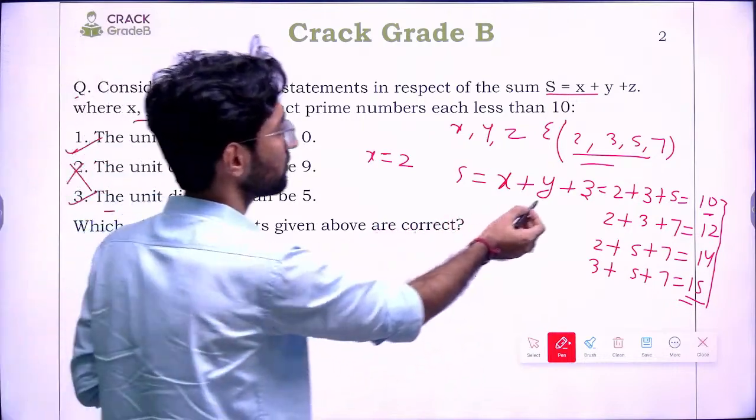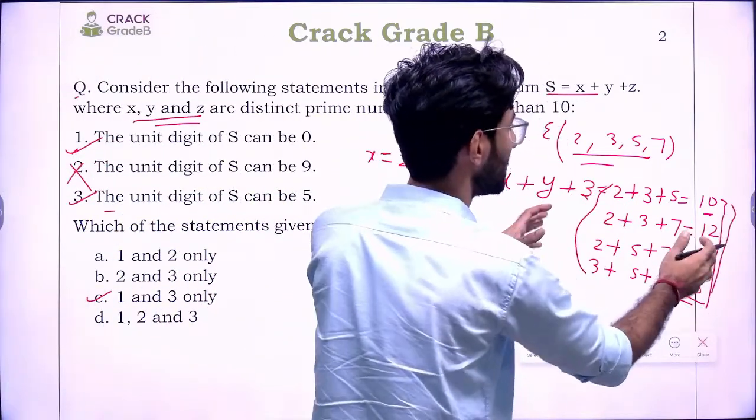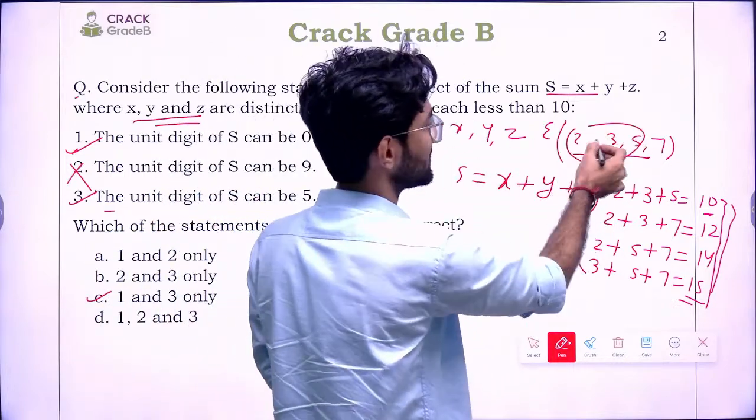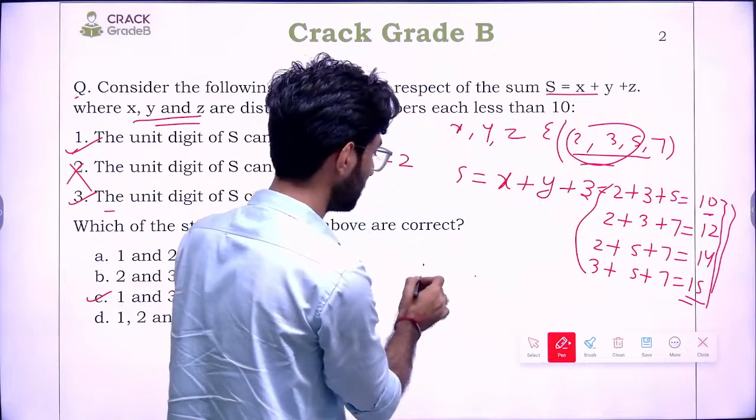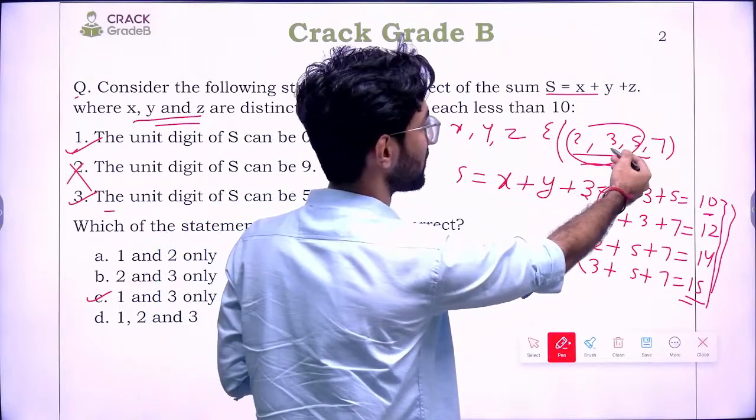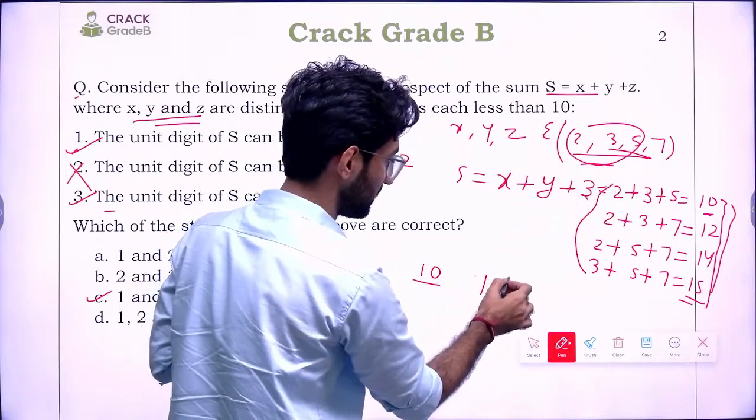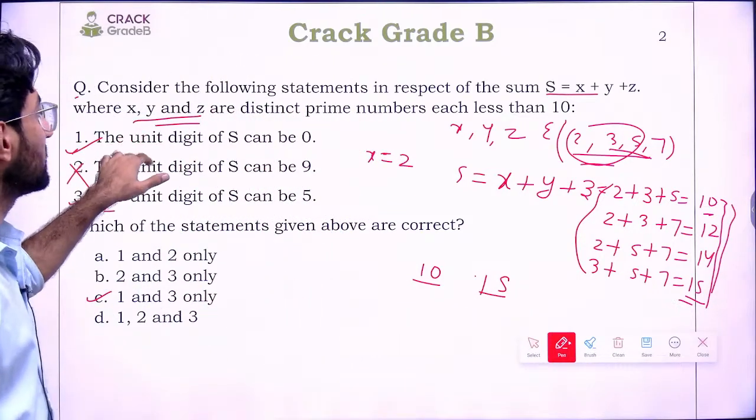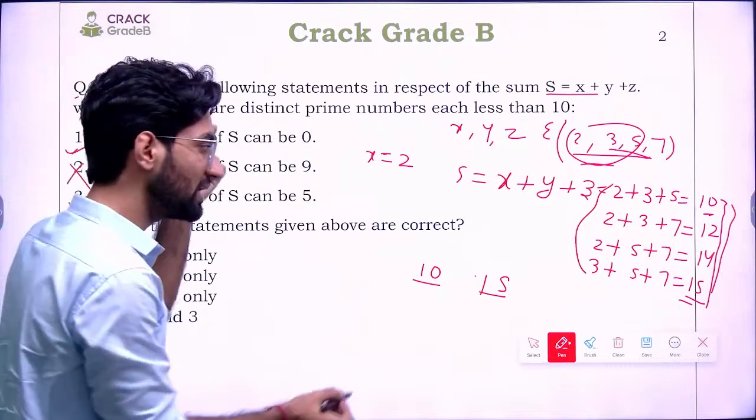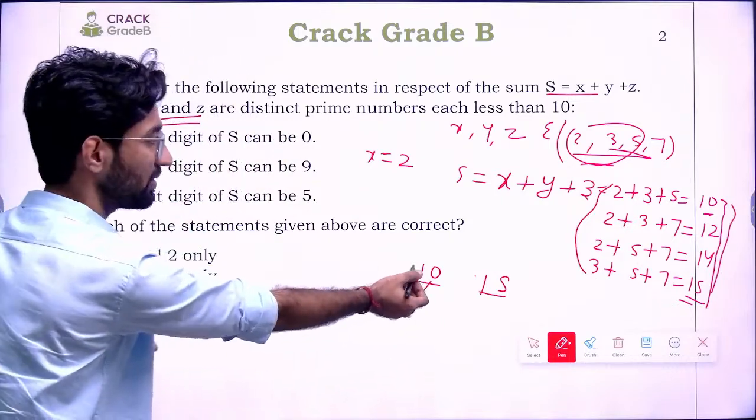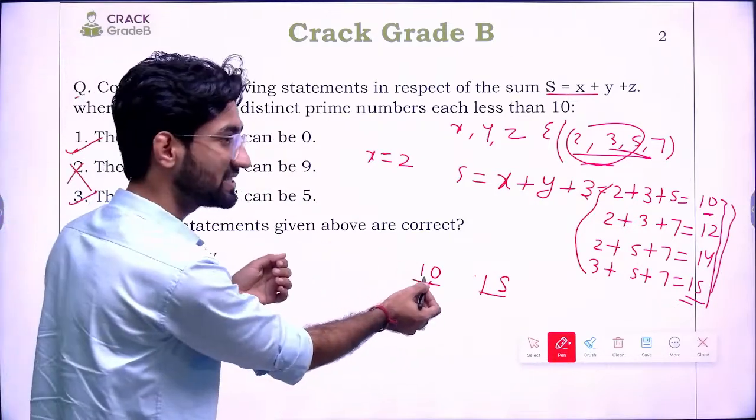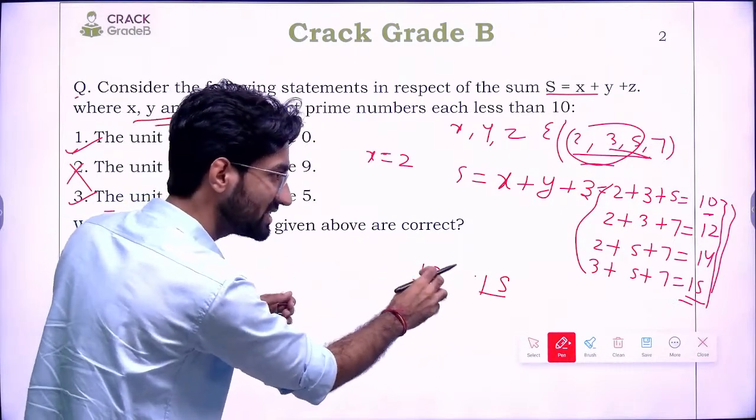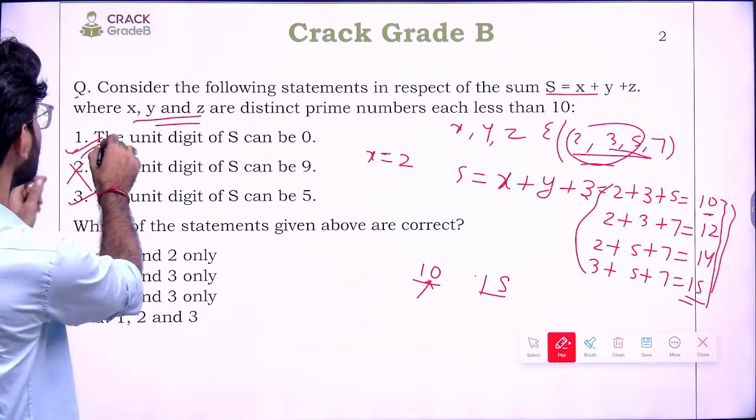Even if you don't go through these possible values of S, so what can you see? The minimum possible value of S is 10. 2 plus 3 plus 5 is 10, right? And the maximum possible value of S is 3 plus 5 plus 7, that is 15, right? If you look at statement 1, the unit digit of S can be 0, means you can immediately think that statement 1 is correct, because the minimum possible value of S is 10, and if S is equal to 10, means the unit digit of S is 0 in this case.